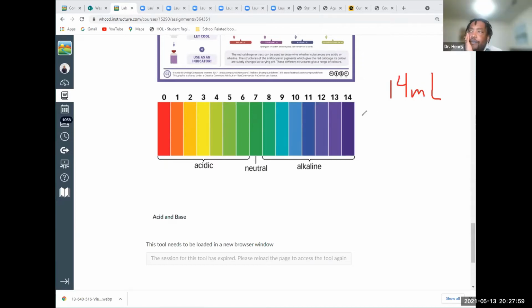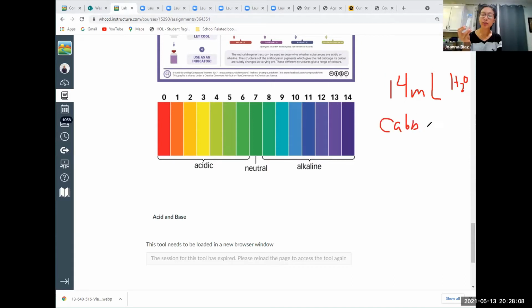14 mils of water, and then you're going to put in your cabbage indicator. All of it, right? Yep. For the 14 mils, are we using the water that you gave us? Yeah. And then all the cabbage indicator, and then shake it up. Mix it well, shake it, and then you're going to dump 2 mils in your Kool-Aid, 2 mils in your vinegar, and 2 mils in your baking soda.